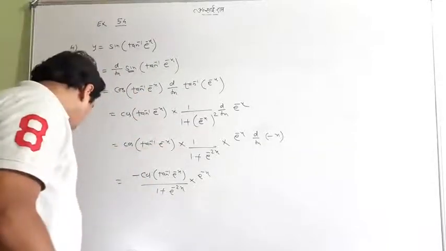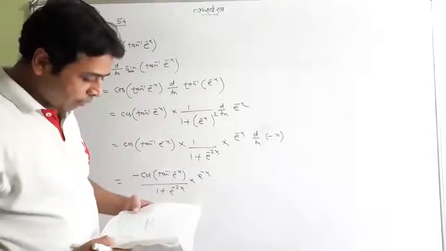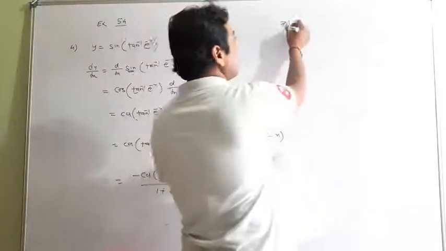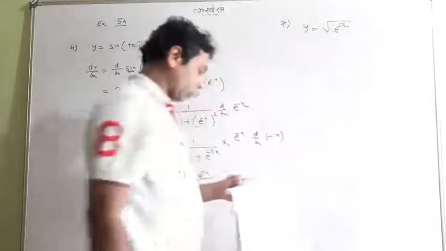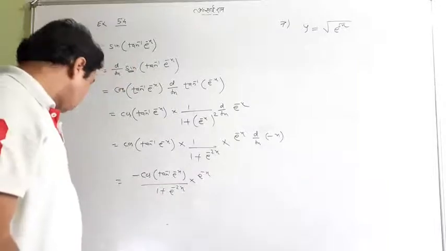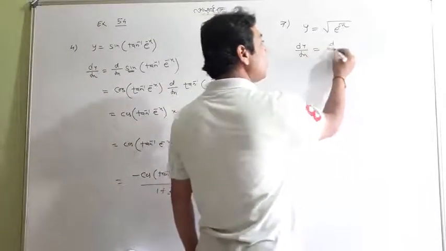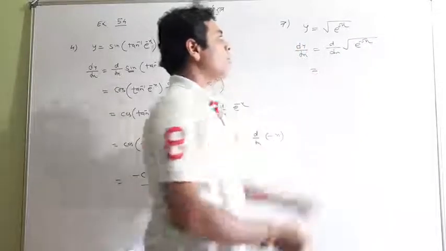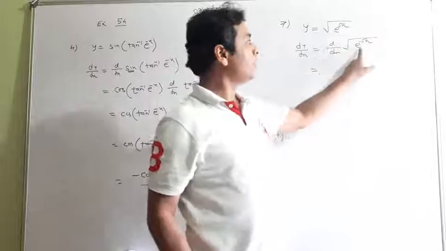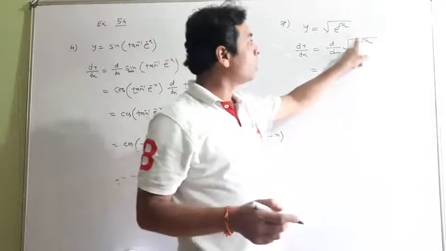Very easy, not tough, but just make a habit of doing this kind of question. So we have a question number, suppose 7, I am doing. Root of e to the power root x. This is the question. How to make this question? d by dx of this. How many functions do we have? First is the under root function, second is e, third is under root x. Three functions we have. So first do the big under root.